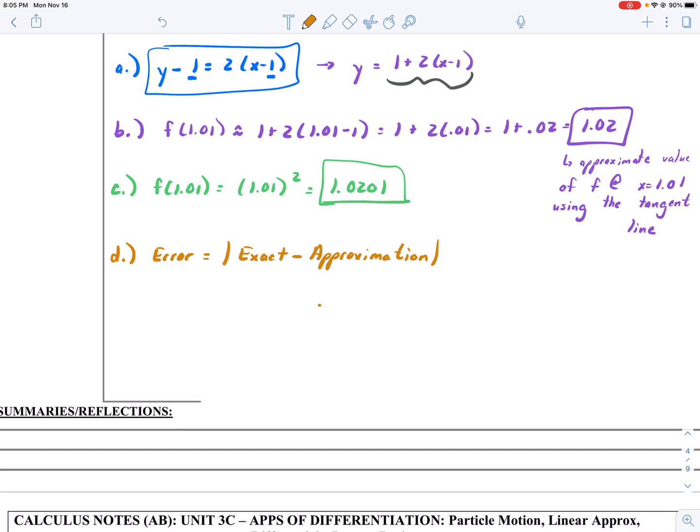So let's look at that. Equals 1.0201 minus 1.02. I want to know the difference between those two. If I subtracted those, that's pretty close. That's 1/10,000th.